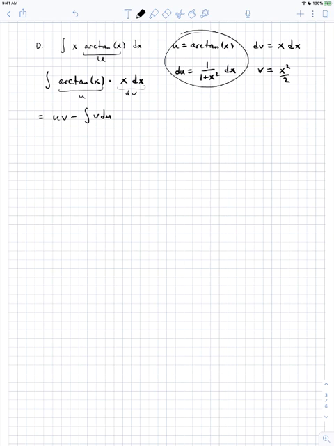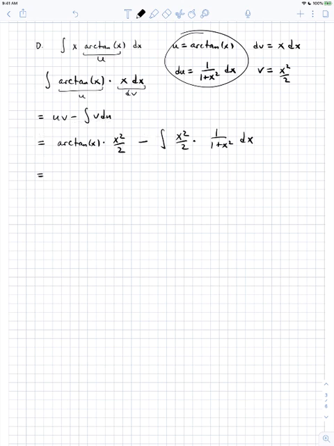We started out with something which was a complicated inverse trig function, and we ended up with 1 over a polynomial, which is something we can probably handle. And in fact, it'll work out just fine in this case. So let's fill in the blanks. U is arctangent, times v is x squared over 2. Then it's minus the integral of v, which is x squared over 2, times du, which is 1 over 1 plus x squared dx. Now the first term here might look complicated, but that's fine. You don't have to do anything with it. You're done with that term.